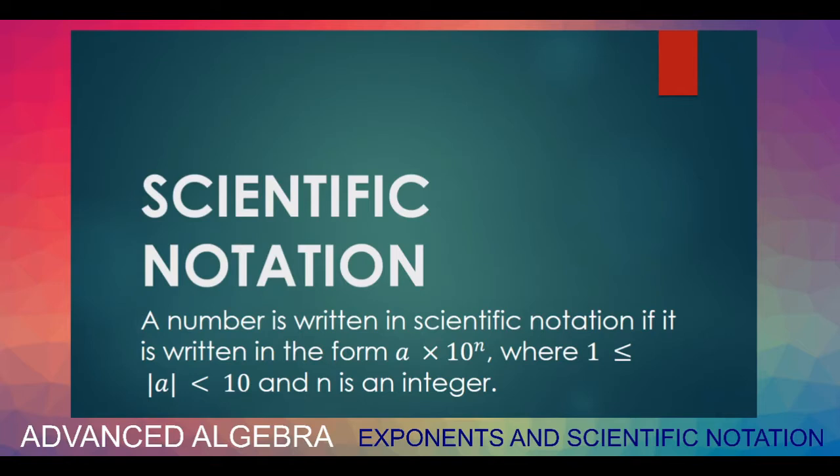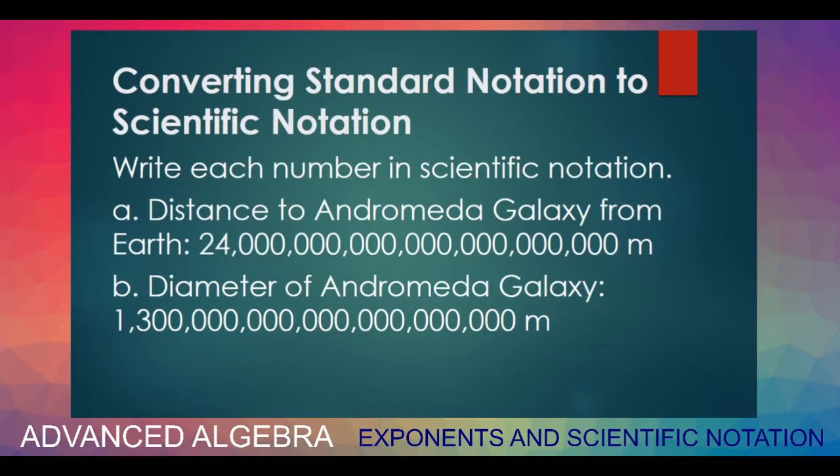So, paano natin siya gagawin? Magbigay tayo ng example. Converting standard notation to scientific notation. Kapag sinabing standard notation, ito yung original na number na hindi nakalagay sa form ng scientific notation. Standard notation tawag dito. Write each number in scientific notation. Letter A. Distance to Andromeda galaxy from Earth is 24, ilan ba yan?